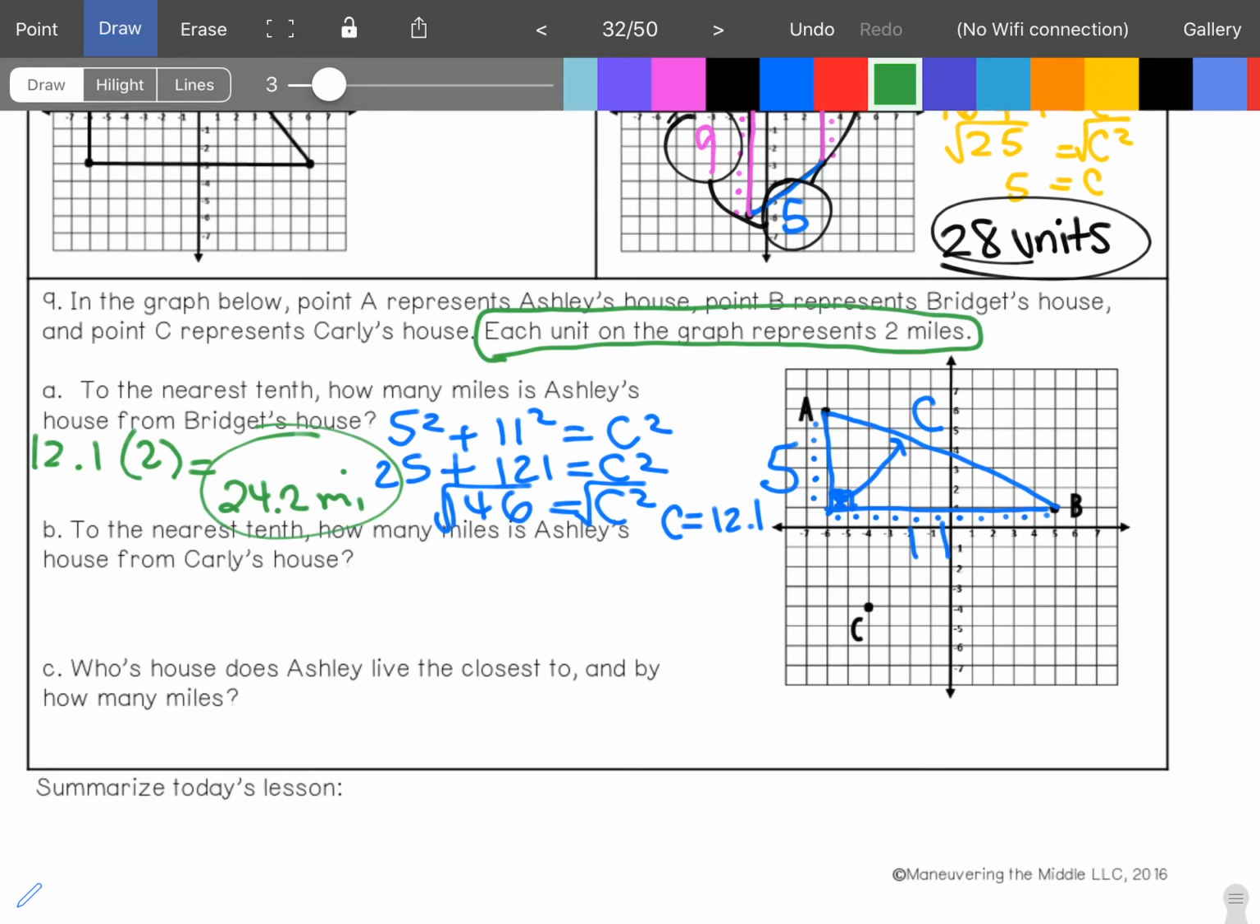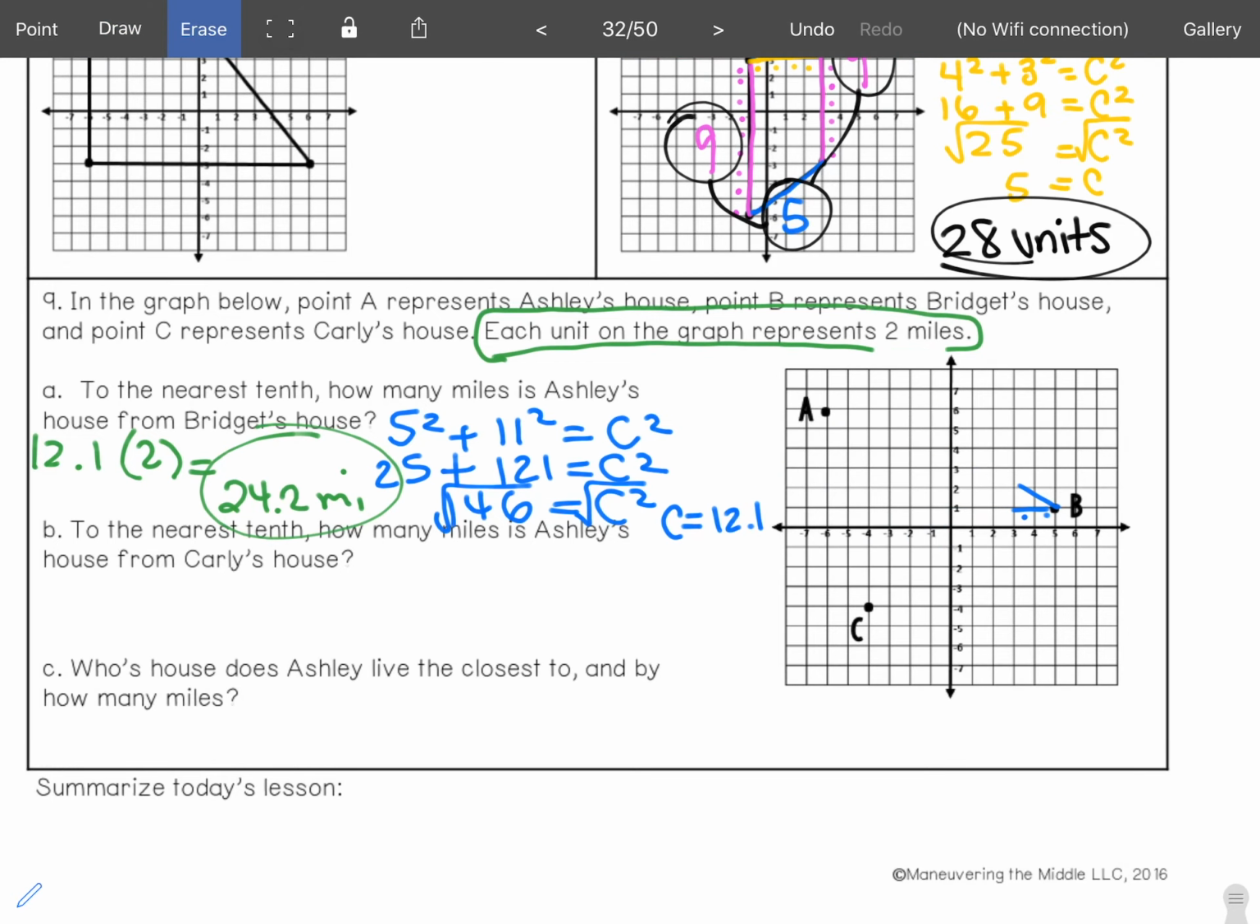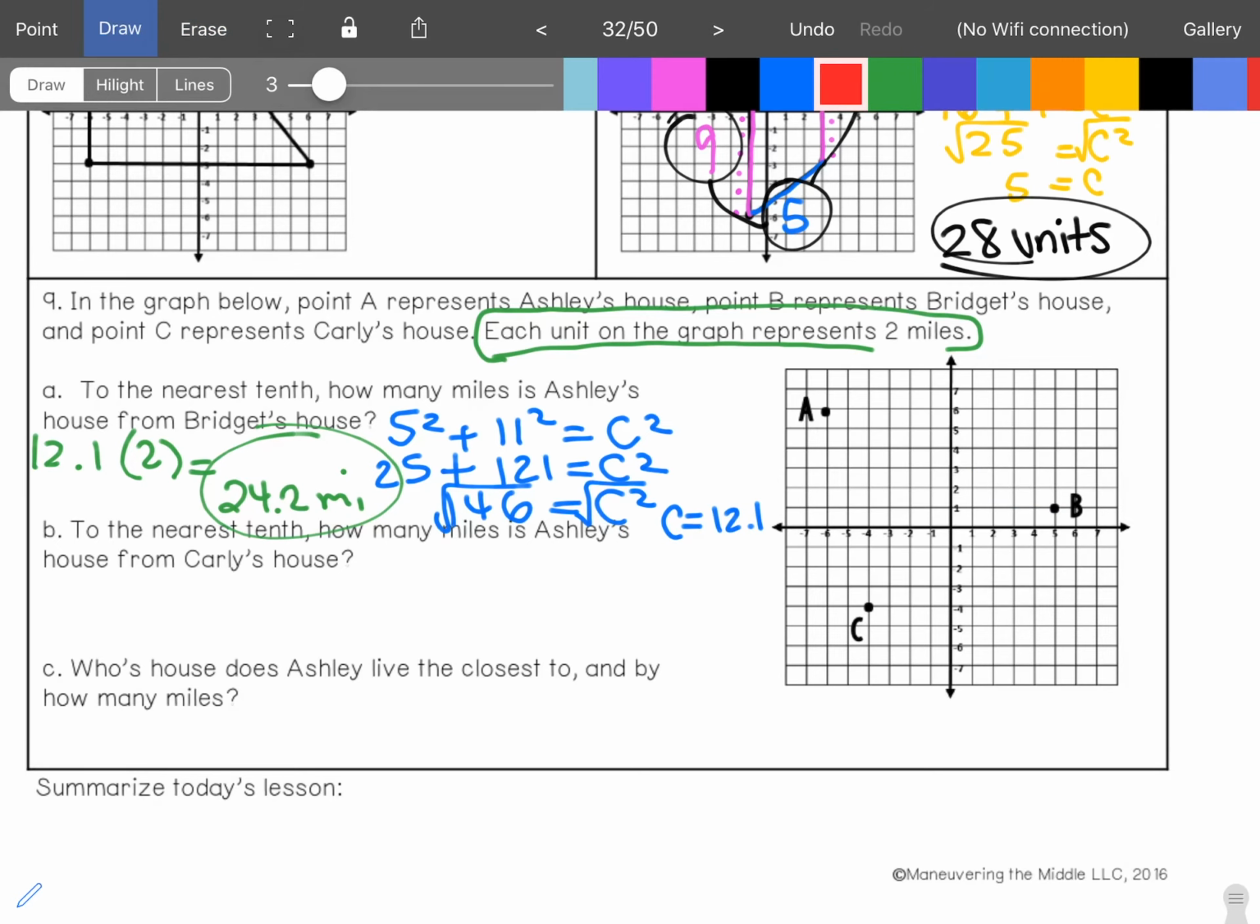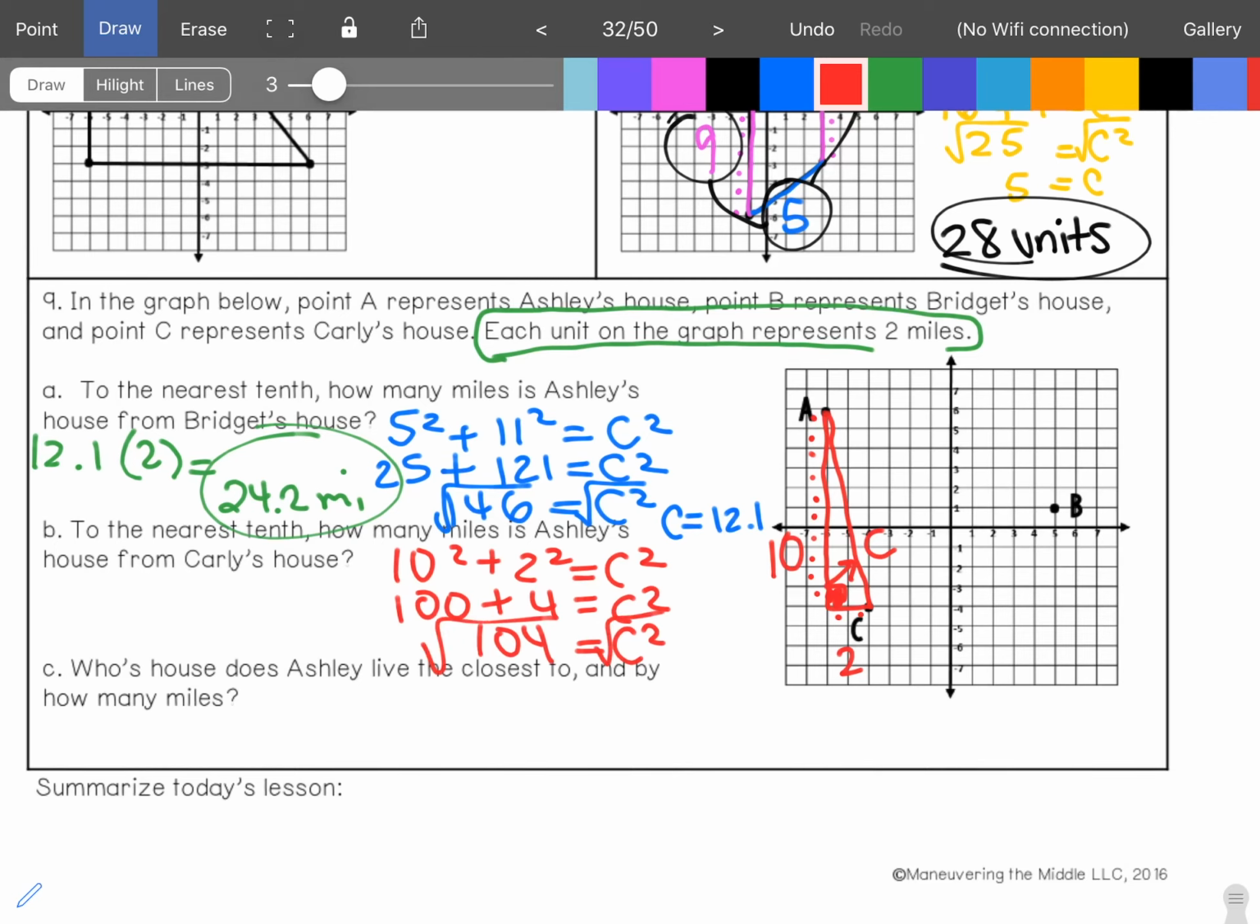Okay, part B says to the nearest tenth, how many miles is Ashley's house from Carly's house? So I'm going to erase this part on my graph so I have some room here. So from Ashley to Carly's house, it's a little bit a skinny triangle, huh? There's my right angle, so that means this is my C. My base is just 2. What's my height? Should be 10. So let's do the Pythagorean Theorem. 10 squared plus 2 squared equals C squared. 10 squared is 100 plus 4. That would be 104. Square root 104.